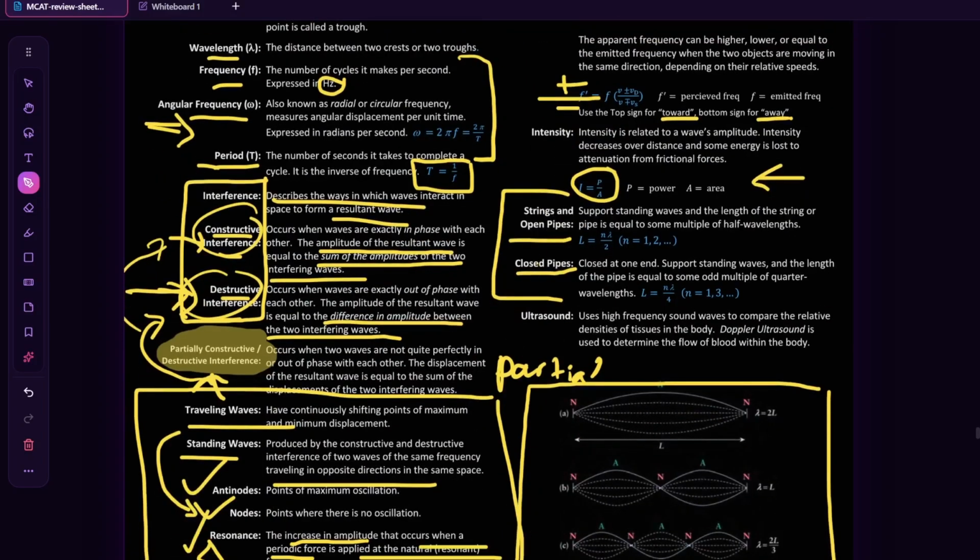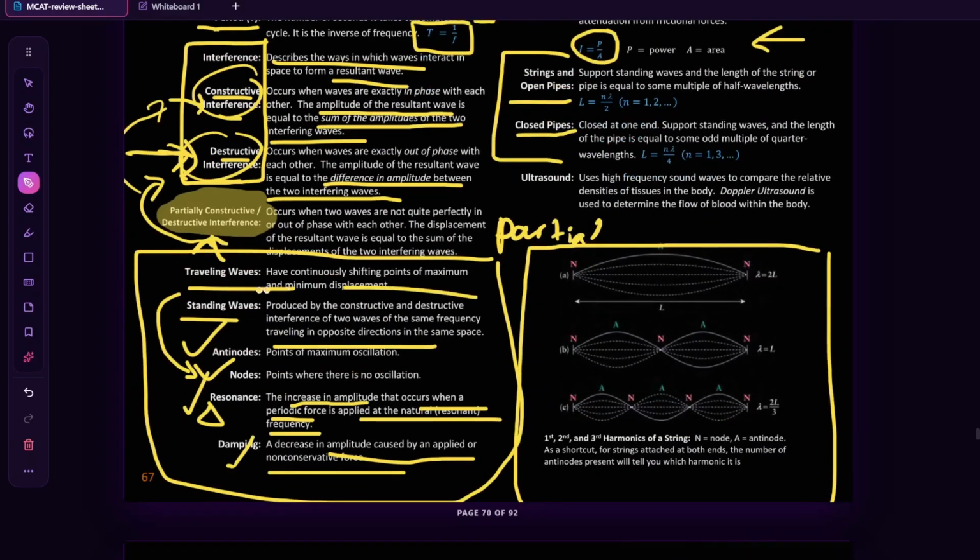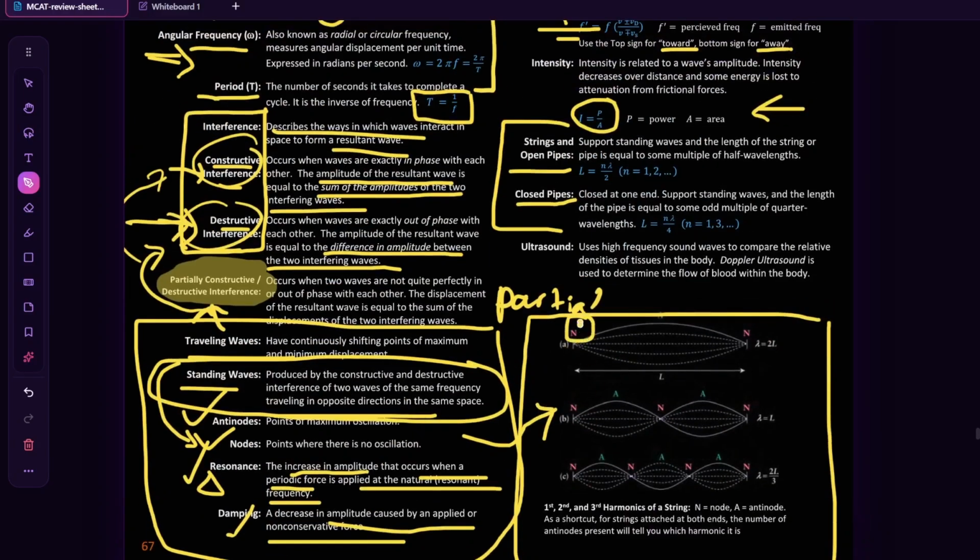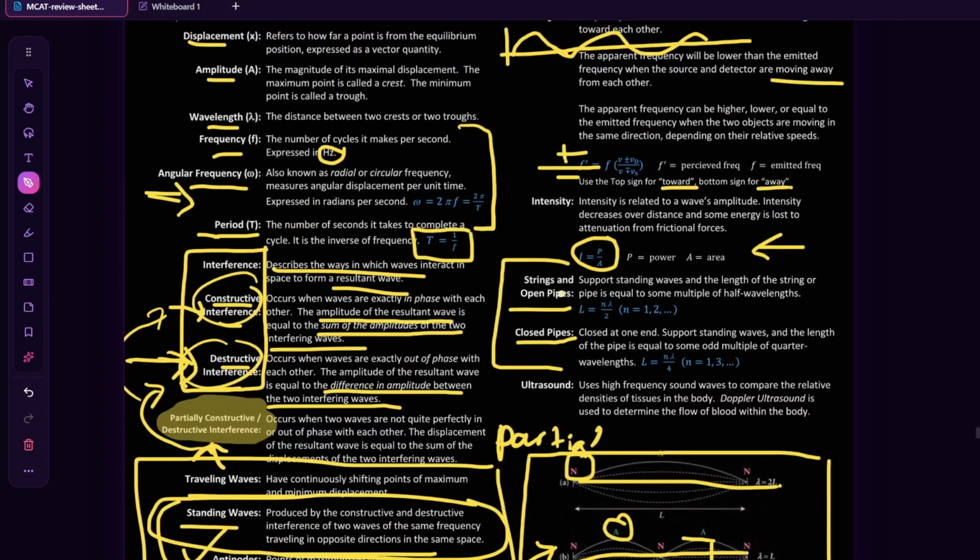So for standing sound waves, this has to do with standing waves. This picture here shows standing waves, and we already went over what nodes and antinodes are. Nodes are at zero displacement, whereas antinodes are at maximum displacement. So a string and pipes support standing waves, and the length of the string or pipe is equal to a multiple of half wavelengths. So that's the formula for that.